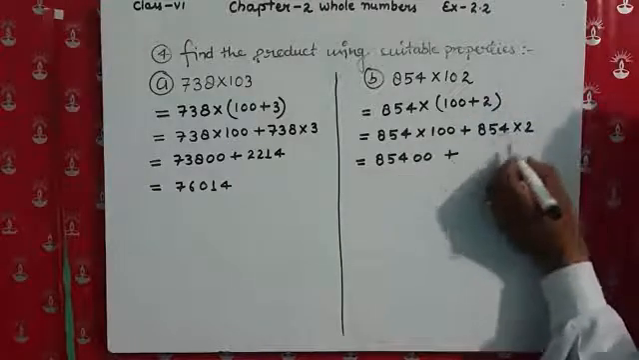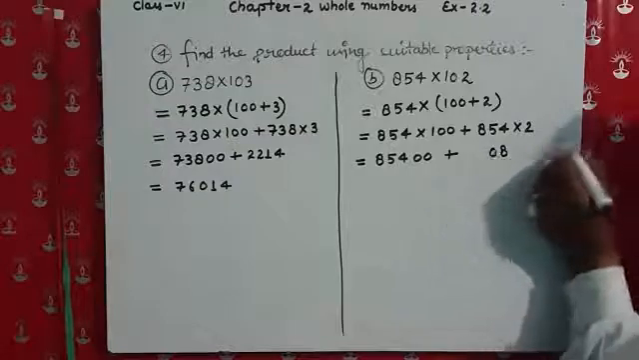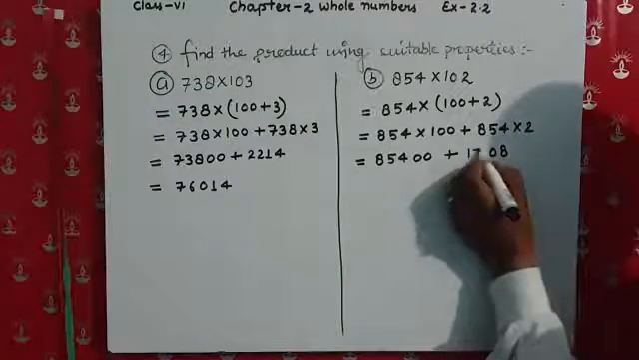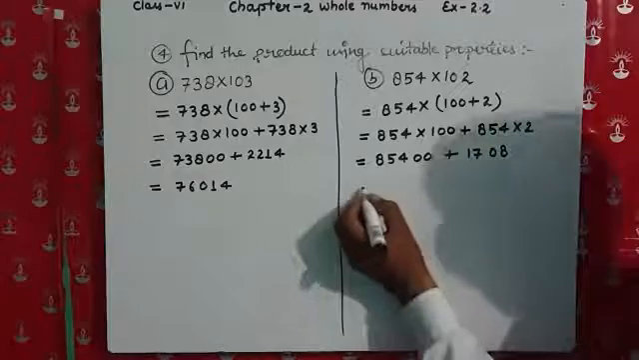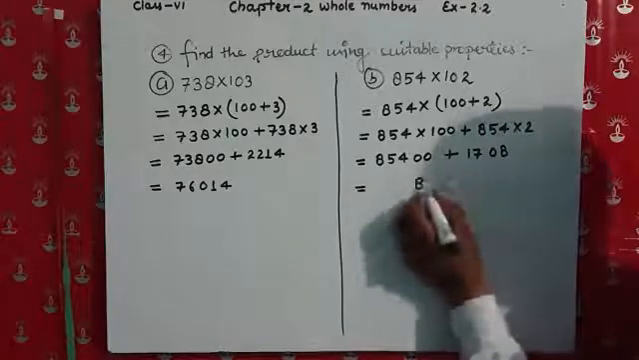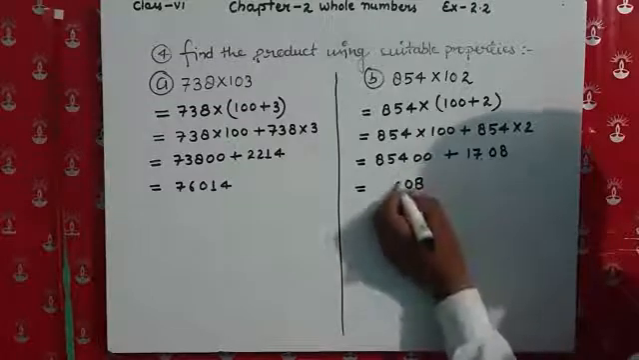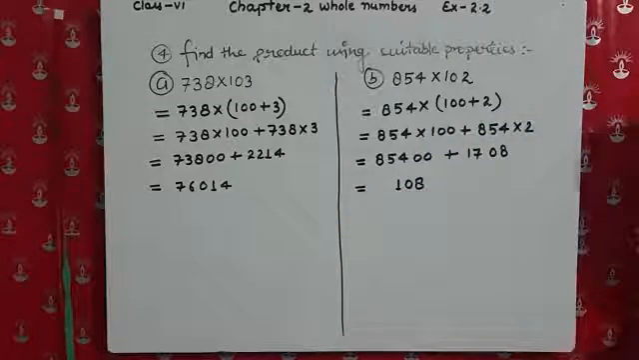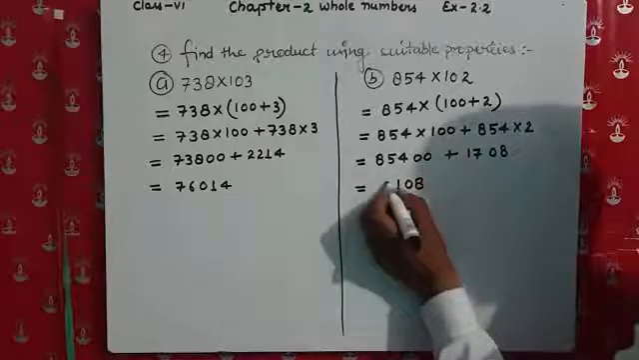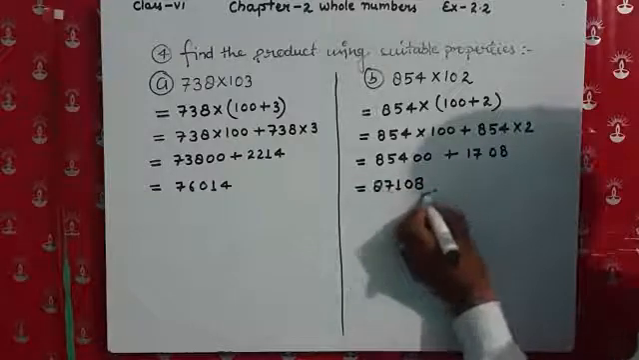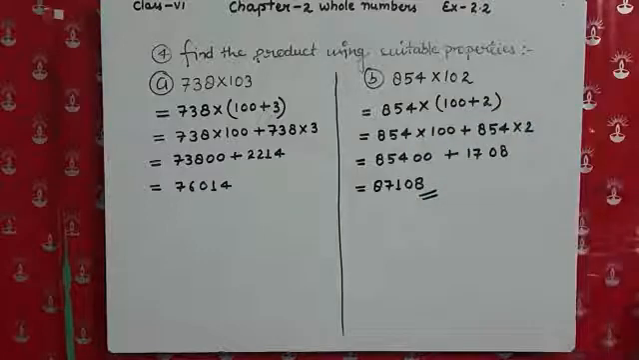Now 2 4s are 8, 2 5s are 10, 2 8s are 16 plus 1, 17. So now what answer we are getting: 8 as it is, 0, then 7 plus 4, 7 plus 4, 11. Now 1 is here, 1 carry over. Now 5 plus 1, 6, 6 plus 1, 7, and 8 as it is. So this is the answer. Now we are getting the answer 87,108. So this is the method for how we apply the property. This property is known as the distributive property over addition.